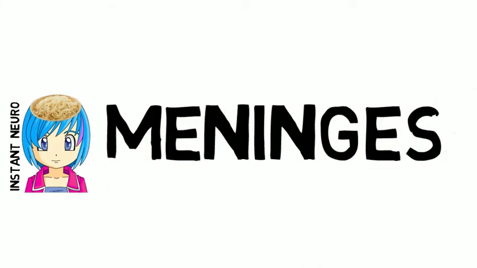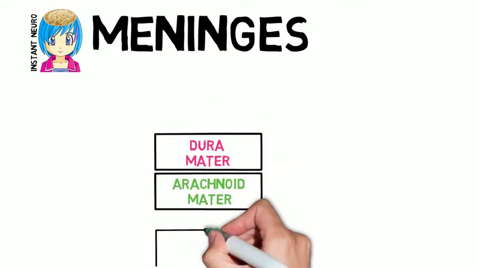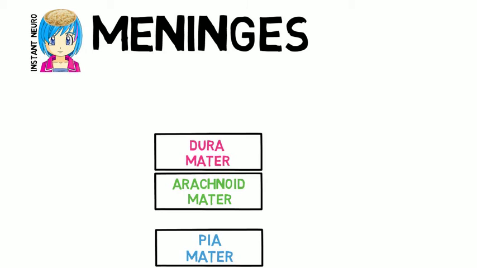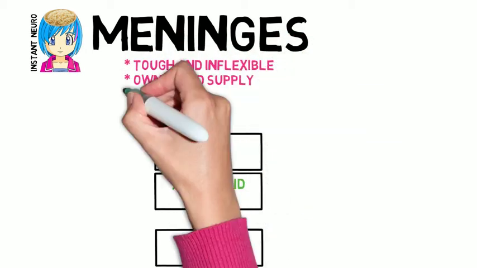Instant Neuro! There are 3 layers of meninges: dura mater, arachnoid mater, and pia mater. The dura mater is tough and inflexible. It has its own blood supply from the dural venous sinuses, and it is pain sensitive.